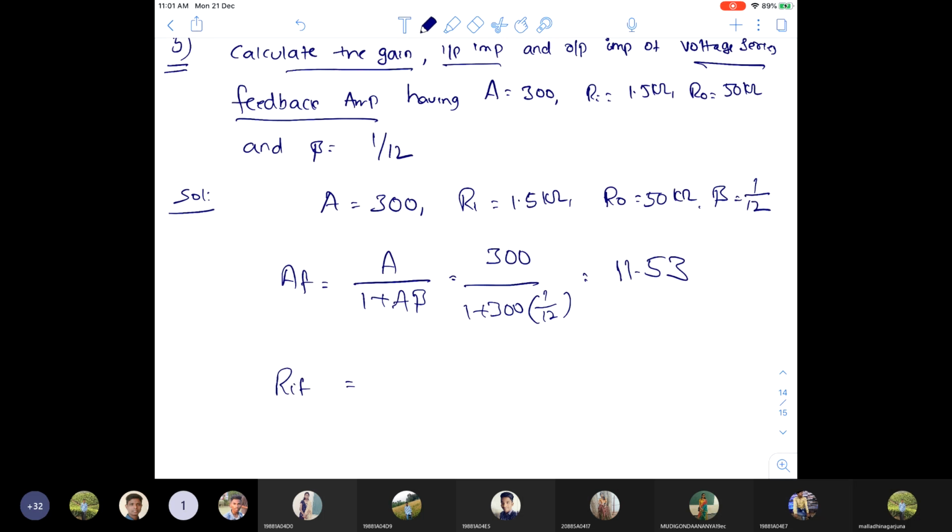Next, input impedance with feedback. RIF equal to, what is the formula? RIF, Ri means input impedance. So now see the connection. What is the input connection of the voltage series feedback amplifier? Series. Series means impedance will be multiplied or divided? Multiplied. So Ri into 1 plus A beta. Ri is 1.5K into 1 plus 300 into 1 by 12. What is the answer?